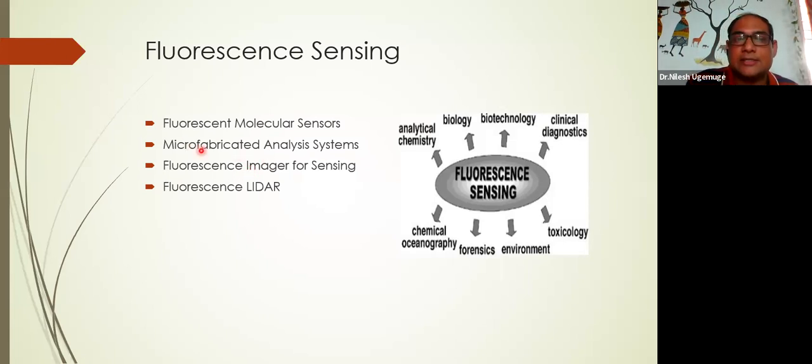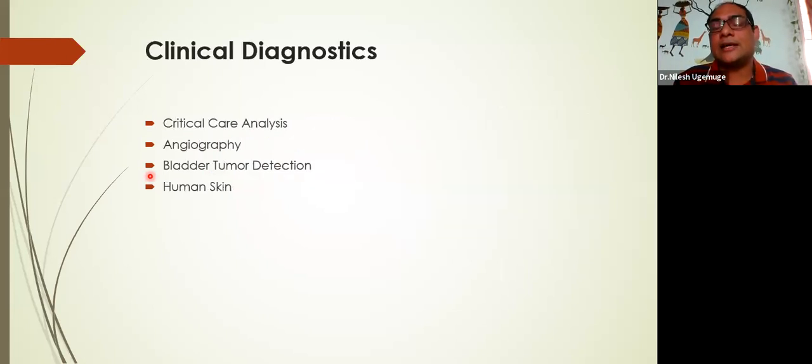So friends, in that case, you may be doing fluorescent molecular sensors, then the microfabricated analysis system, fluorescence imaging for sensing and fluorescence lidar. So these are all types of sensing systems in which fluorescent material is being used. Then in case of clinical diagnostics also, fluorescent materials are used, like critical care analysis, angiography, I'll be showing you some pictures of the angiography, bladder tumor detection, then again the human skin. For studying the human skin, as we know, some skin diseases are there, and they can be identified with the help of the fluorescent materials.